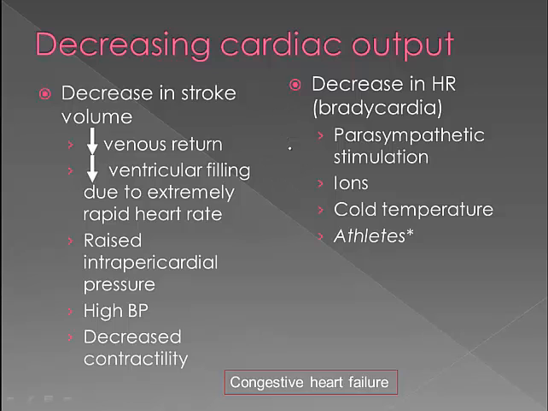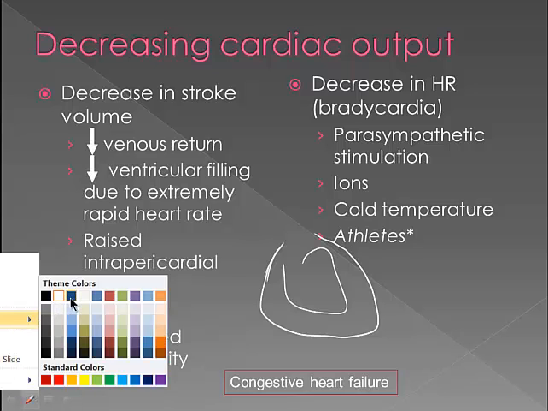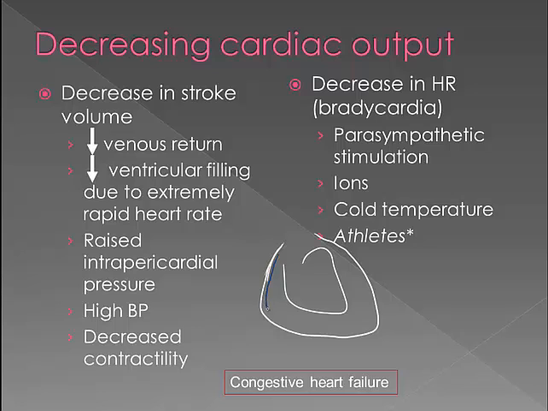If there's decreased ventricular filling, which happens when your heart rate is really high, so the ventricles do not get time to relax, automatically they fill with less blood, end diastolic volume is low, and your stroke volume will be low. Another condition is raised intrapericardial pressure. So you all know that here's the heart, and this is surrounded by the fibrous pericardium. So here's the fibrous pericardium, and lying on the inner aspect of the fibrous pericardium is the serous pericardium. So this is the parietal layer, and here is the visceral layer.